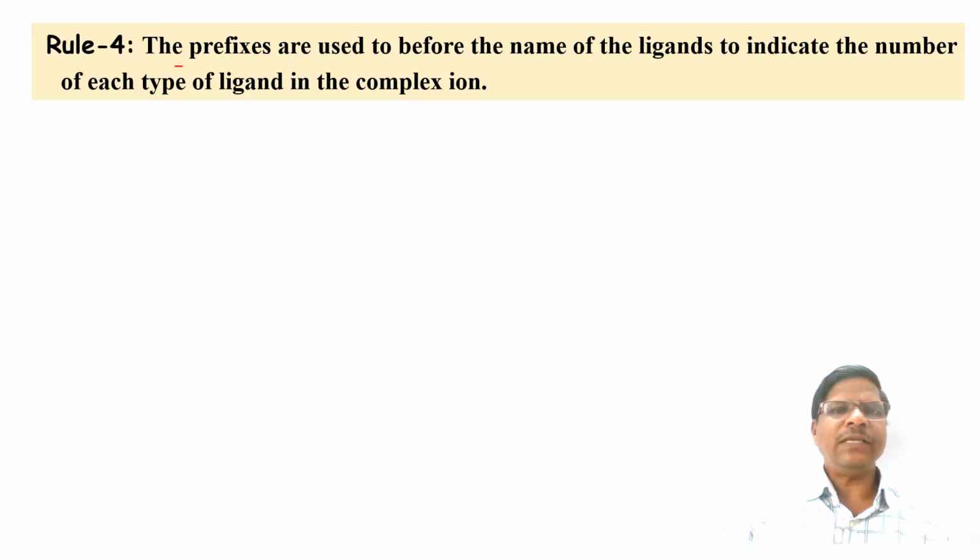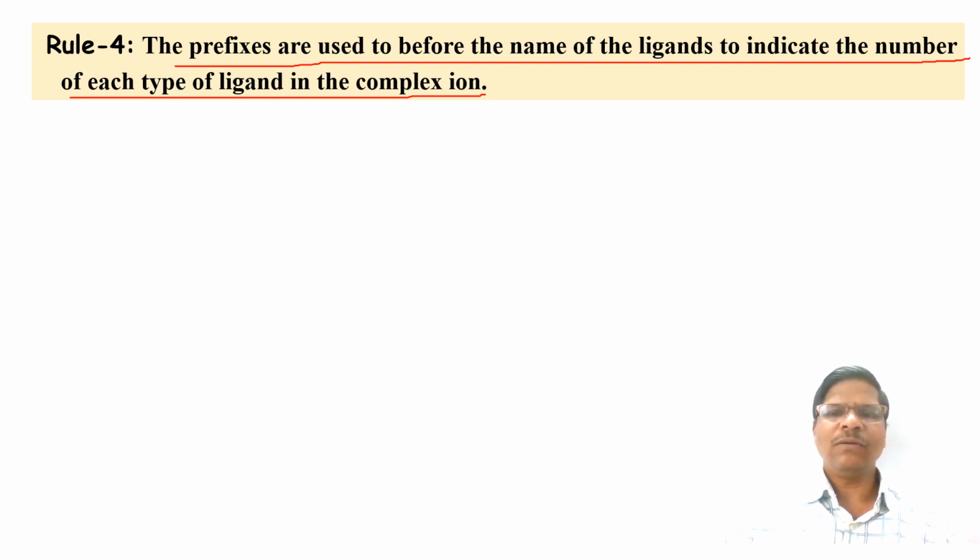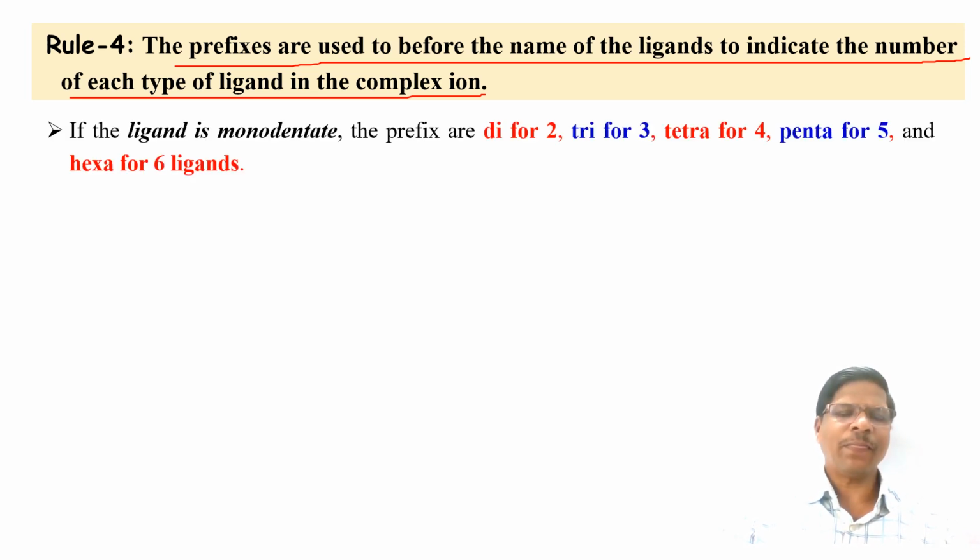The prefix is used before the name of ligand to indicate the number of ligands of each type in the complex ion. So in a complex there may be one or more of the same ligand, and how many ligands are present is indicated by the prefix before the name of the ligand. So what are the prefixes used?